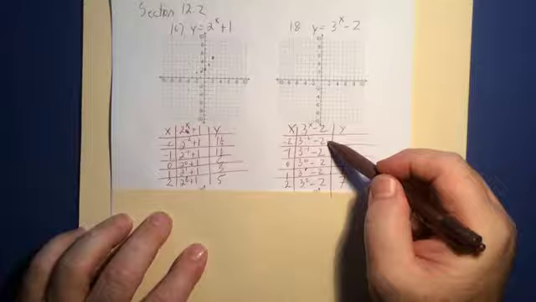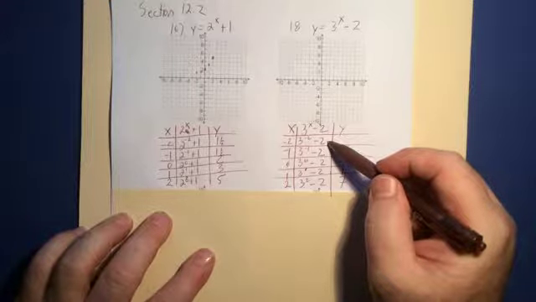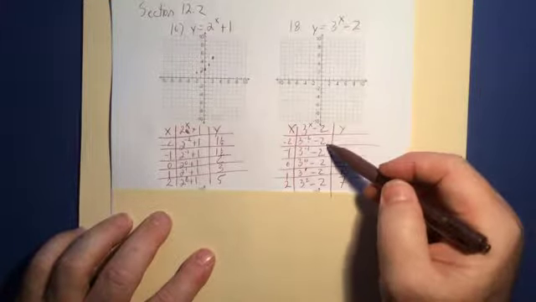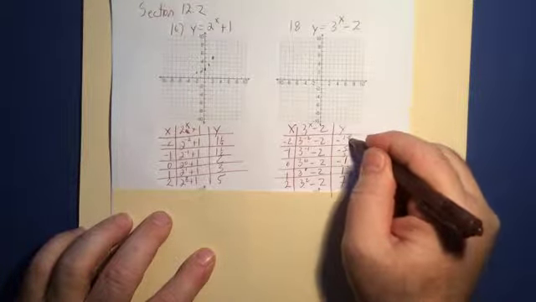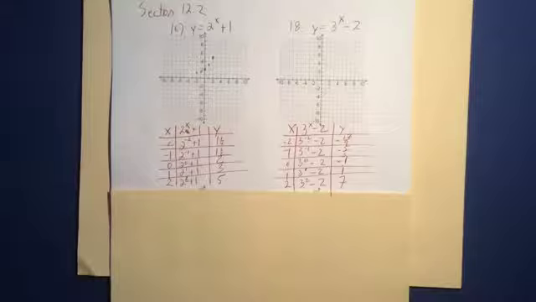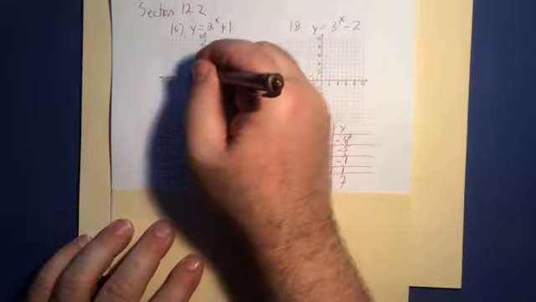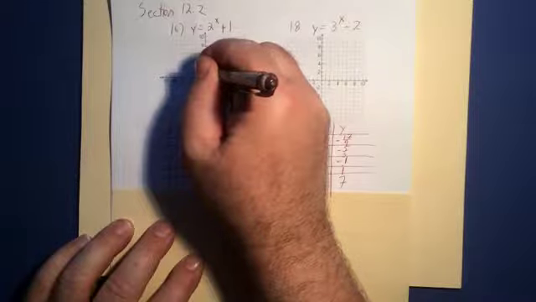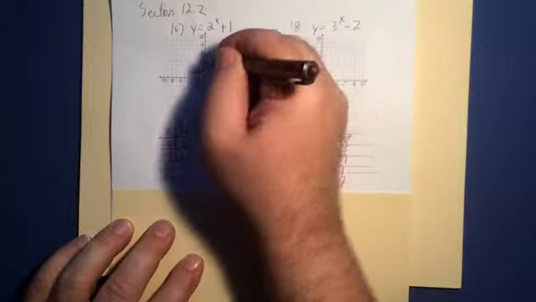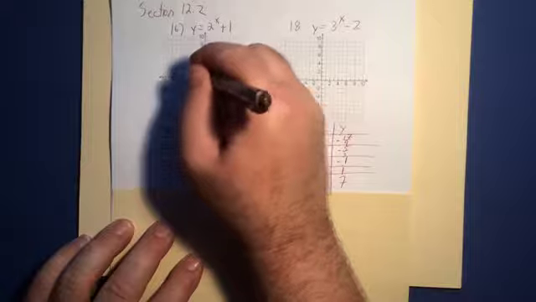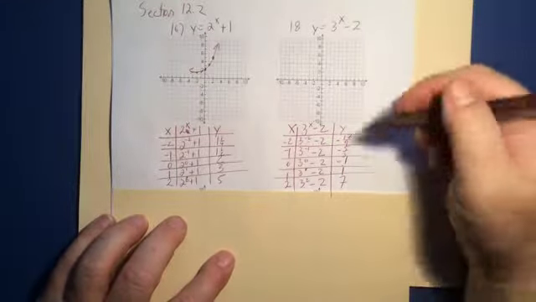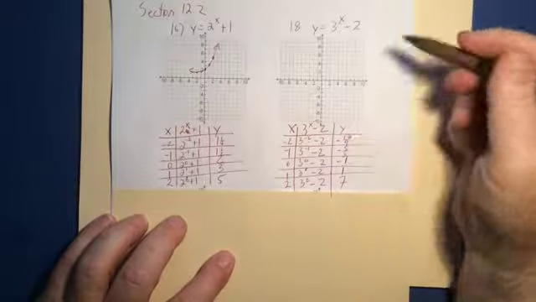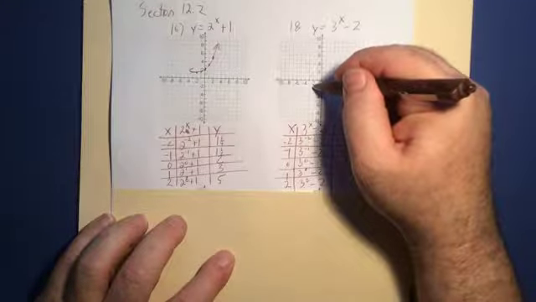1/9 minus 2 is actually going to be -17/9, which is really close to 2. So let's see what this is going to look like. This is going to get close to 1, but never quite get there. Kind of graph it up like so. The other one, when I plot the points down, is going to get really close to -2, but never quite get there. This will be like this.